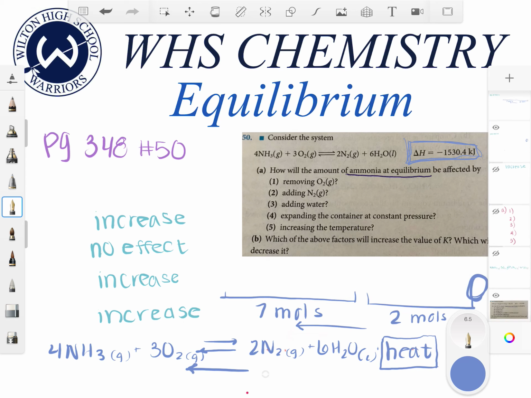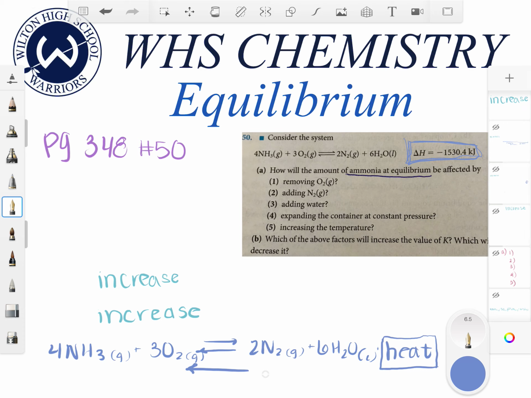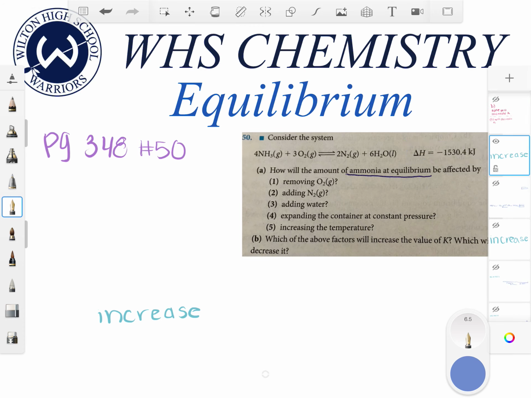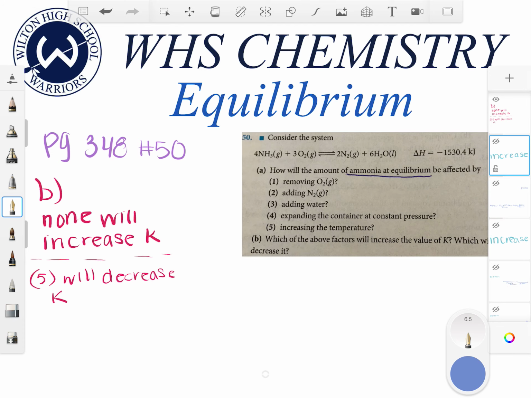So I'm just going to get rid of this, and then we're going to talk about part B. So part B is talking about which factors will increase K or decrease K. So none of them will actually increase K because the only thing that can have an effect on K is changing temperature.